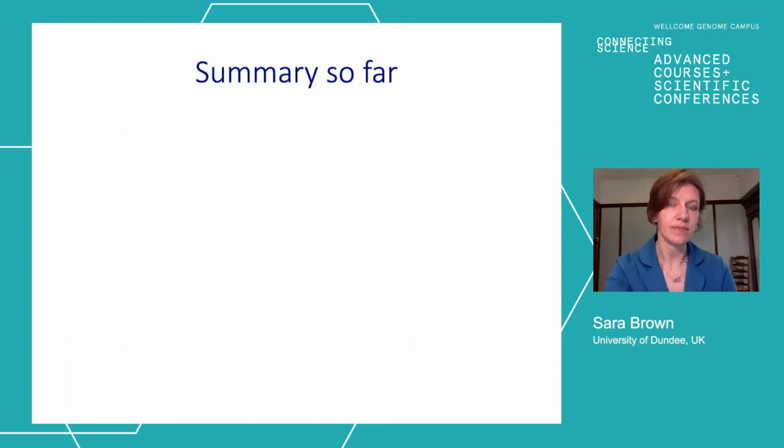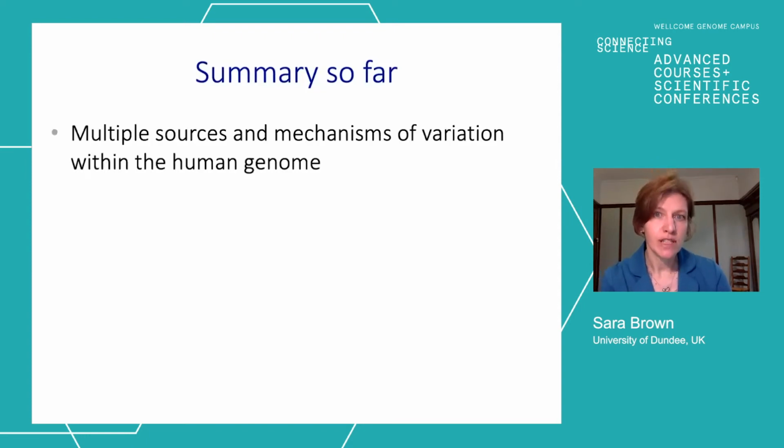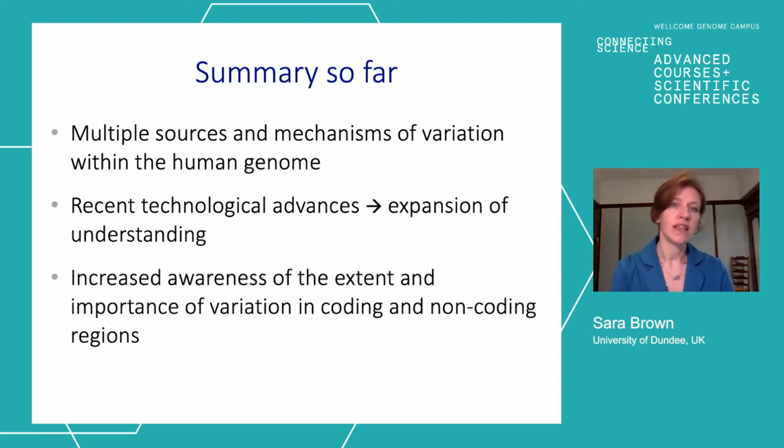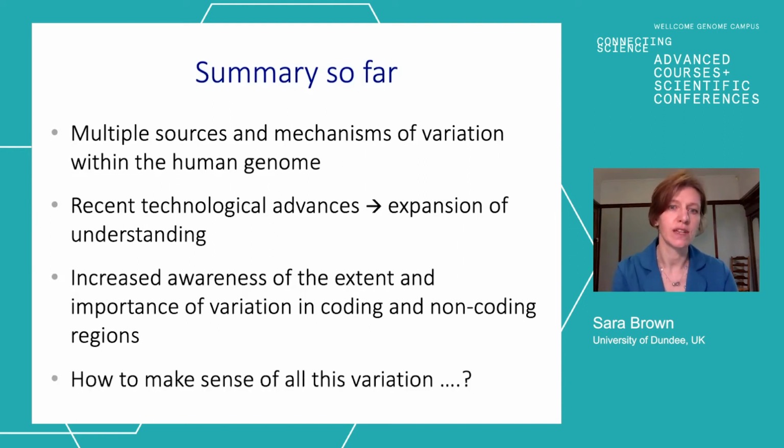So, to summarise what we've discussed so far, there are multiple sources and multiple different mechanisms of variation within the human genome. Recent technological advances have really brought about a massive expansion of understanding. And this increased awareness of the extent and importance of variation in coding and non-coding regions is important for research and clinical application. So, how to make sense of all this variation? Now that's challenging, and that'll be the topic of my next talk. Thank you.